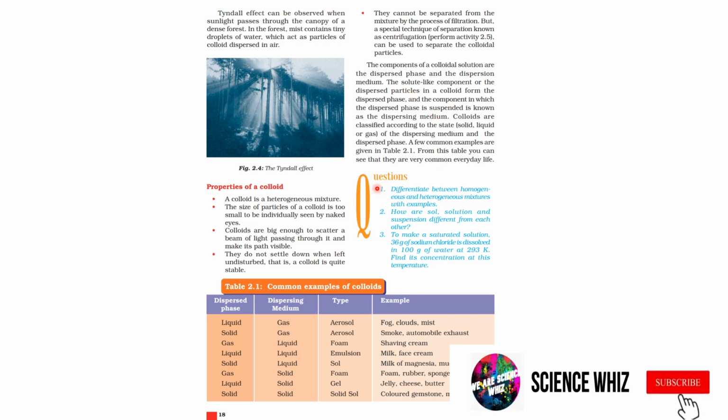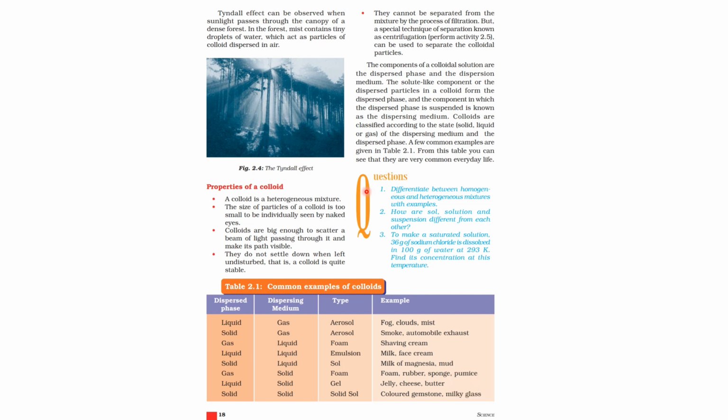Let us check the questions. Differentiate between homogeneous and heterogeneous mixtures with examples. As you know, homogeneous mixtures have uniform composition throughout the mixture. Their components cannot be separated by filtration, but separation takes place by the distillation method. Examples are salt and water mixture, sugar and water mixture, etc.